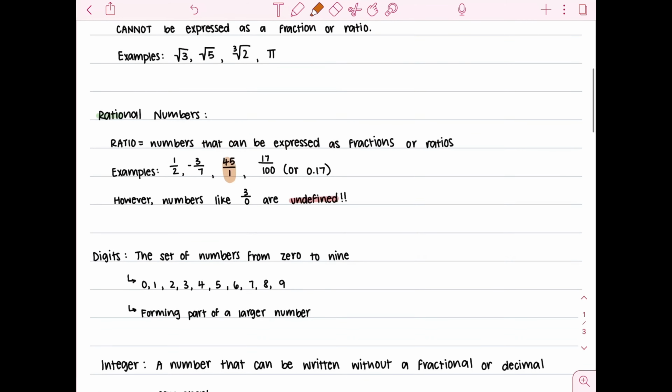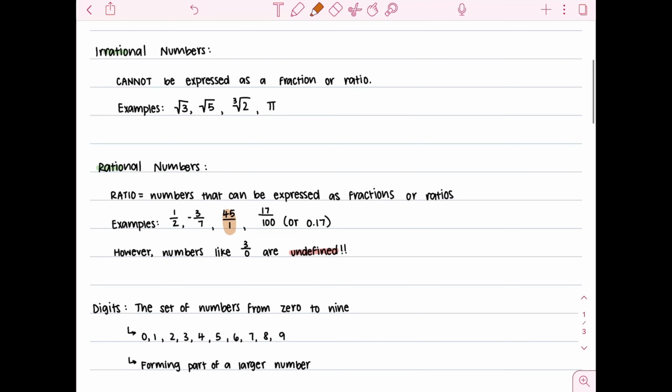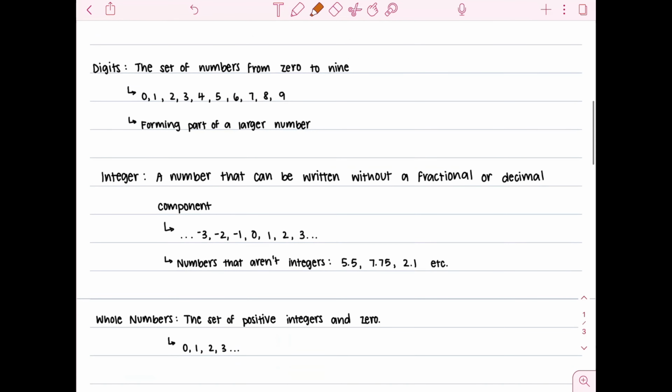Moving on, integer. An integer falls under the rational number category. So again, we're dealing with the numbers that can be expressed as fractions or ratios. An integer is a number that can be written without a fractional or decimal component. For example, -3, -2, -1, 0, 1, 2, and 3, and this goes on to positive infinity and negative infinity.